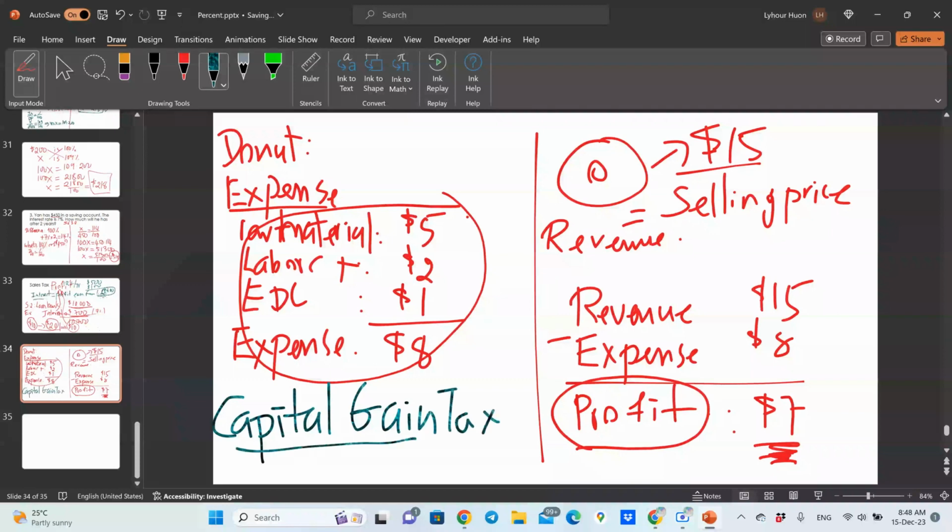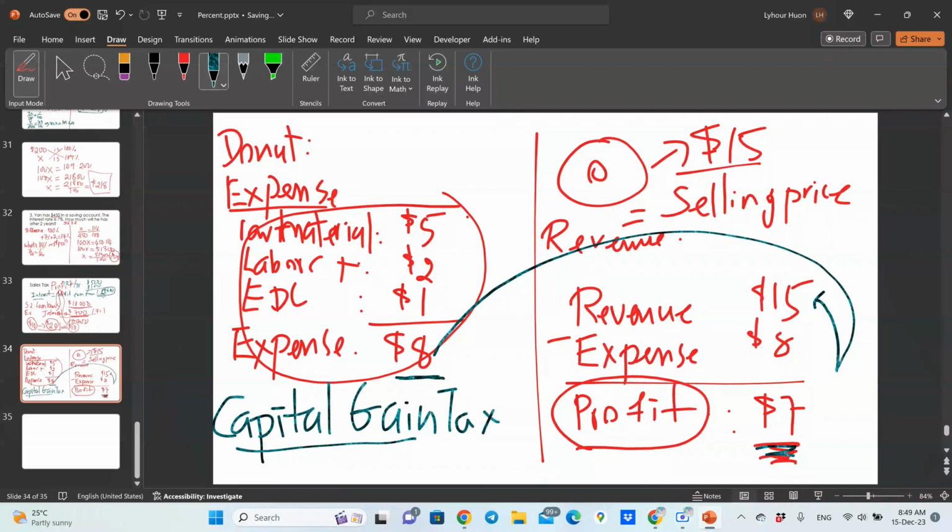Capital gain means your capital first. Your first capital is only $8, but now you can make it until $15, because now when you sell, it's $15. So your capital gain from $8 to $15 is $7. That is just the word that they put in, but the easy word to understand is profits. Capital gain is profit.